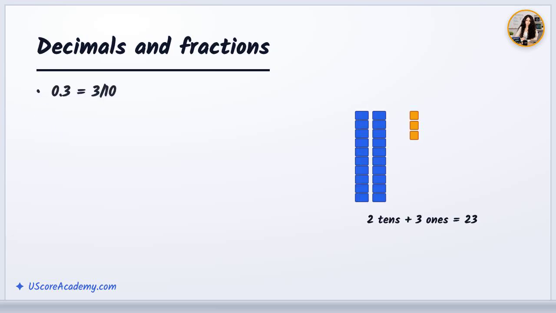Decimals and fractions can name the same amount. 0.3 equals 3/10, and 0.25 equals 25 hundredths. Both ways describe the same part of a whole.